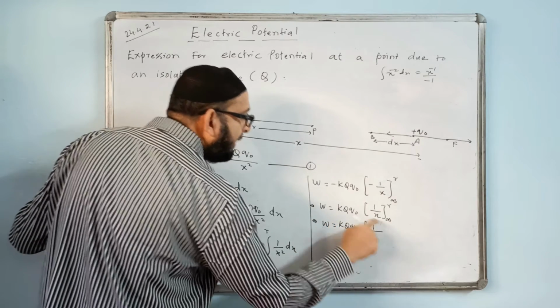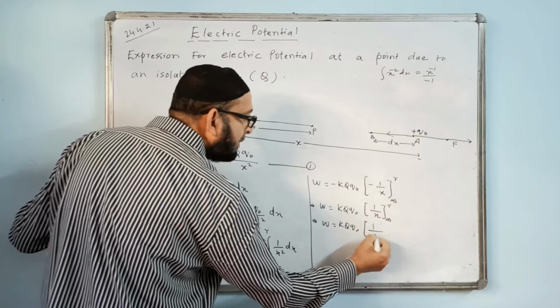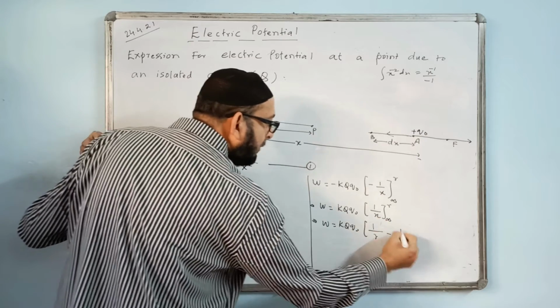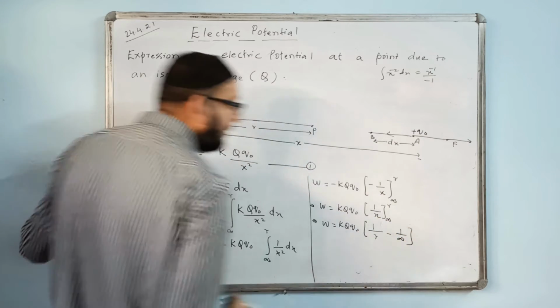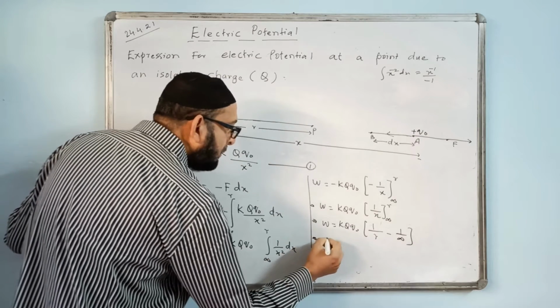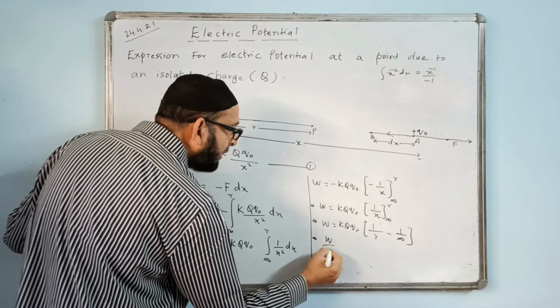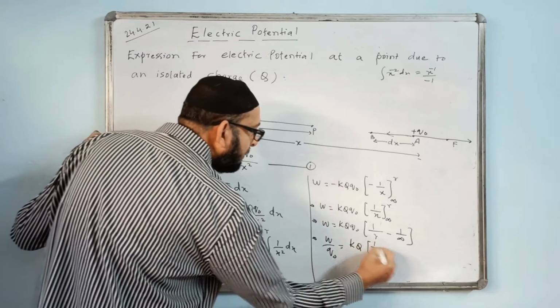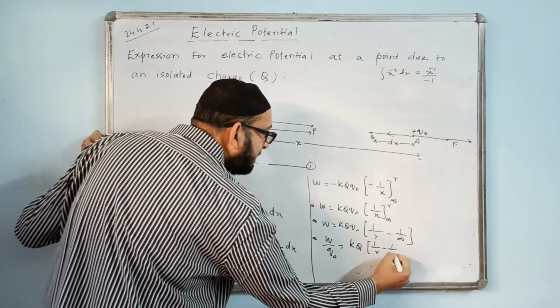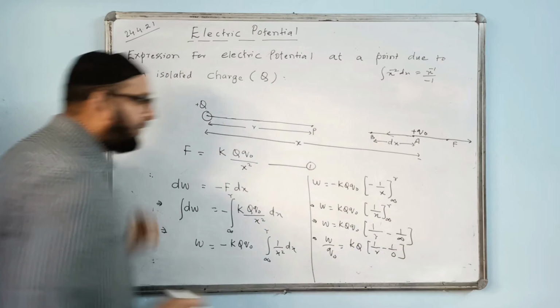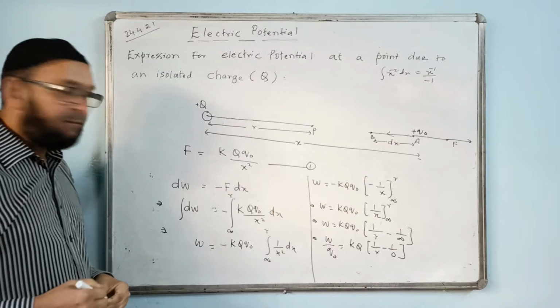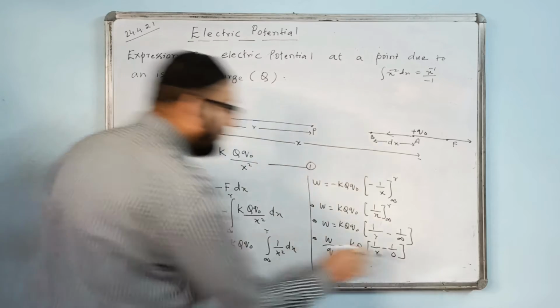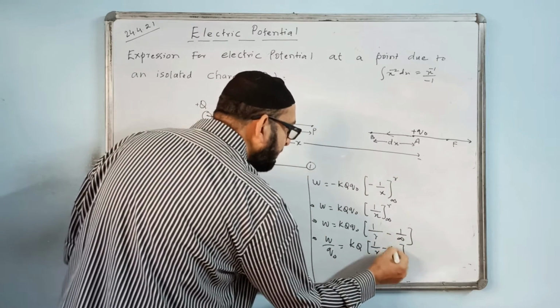Now I put the x value. First I put the upper value, that is r, minus, then I put the lower value, 1 by infinity. W by q naught I will make the subject here. W by q naught I will bring here and it becomes kq, 1 by r. 1 by infinity is 0. Infinity is 1 upon 0, so 1 by infinity will be 0.